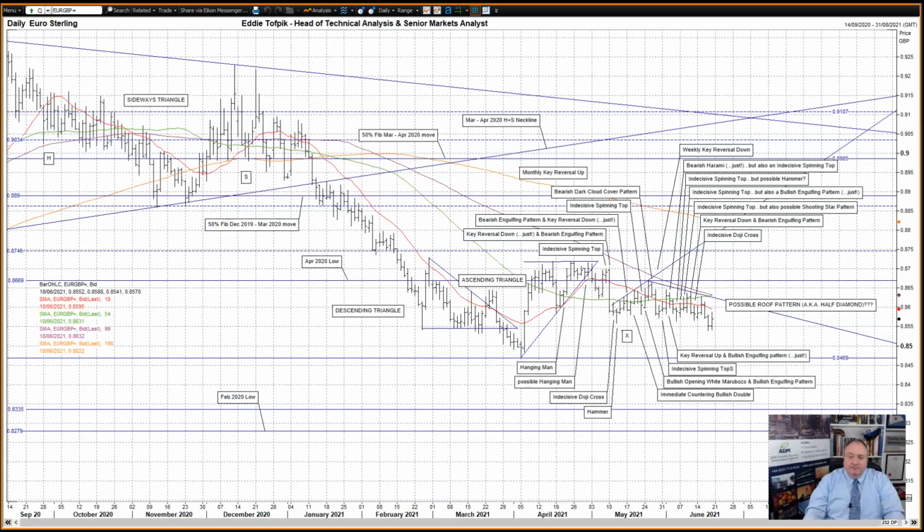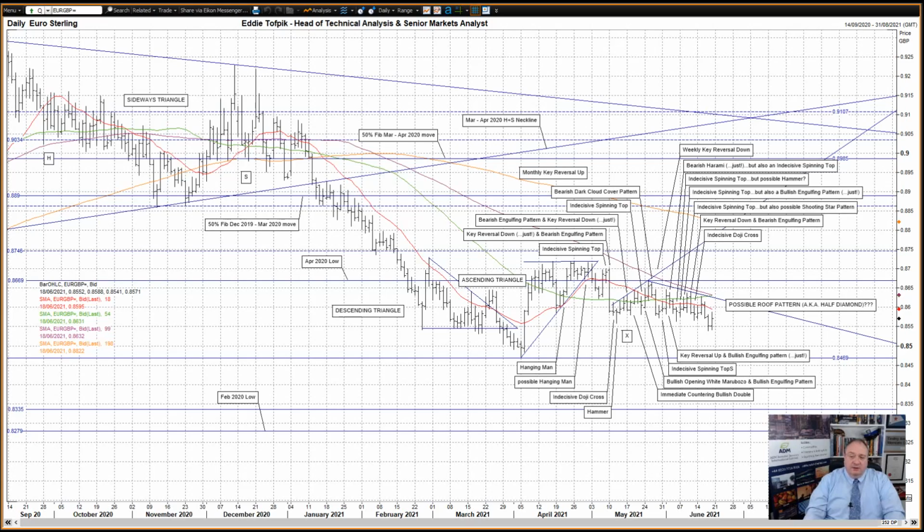Euro sterling. A second bearish black crow yesterday in an attempt to break down and out of the recent possible roof or half diamond pattern. The market made it all the way down to breach the extension of the flat trend line from the March-based descending triangle, that's at 85.45. However, it did not close below this trend line, instead closing just over it in the 85.5 level.